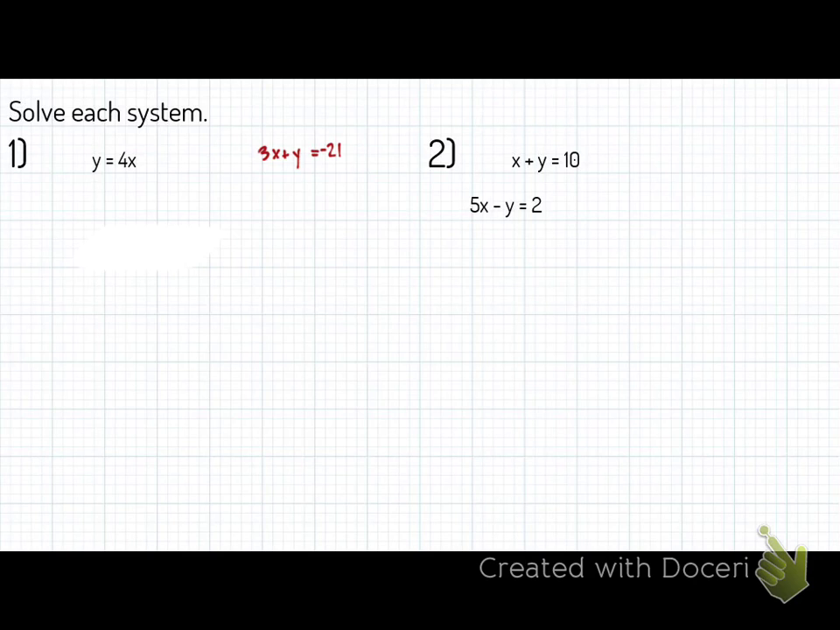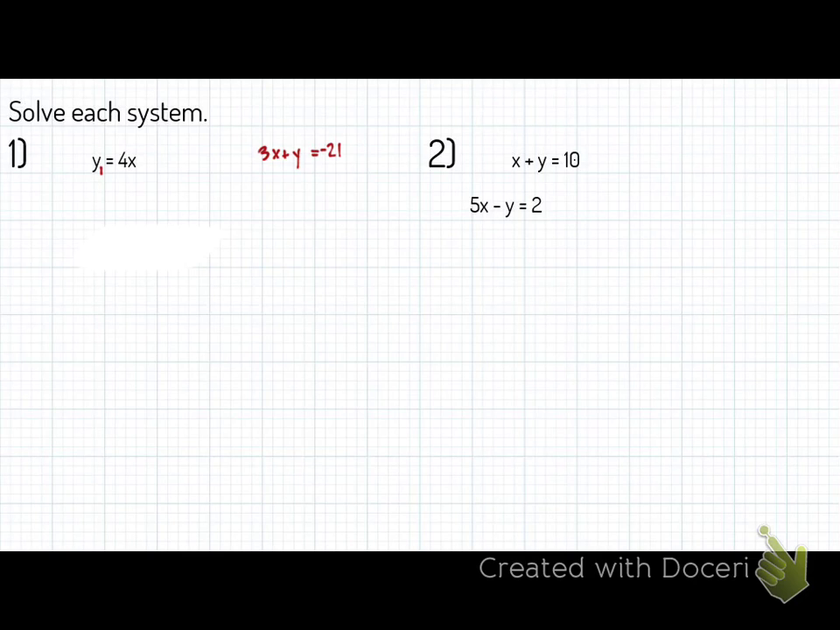First thing I want to do, I read the directions always. Solve each system. So I have two equations here that are given to me. Now, each of these equations, I want to isolate the y variable. So this first equation is nice because it's already isolated. You see my y is by itself. So this is my first equation. I'll call this my y1 or y sub 1 equation.